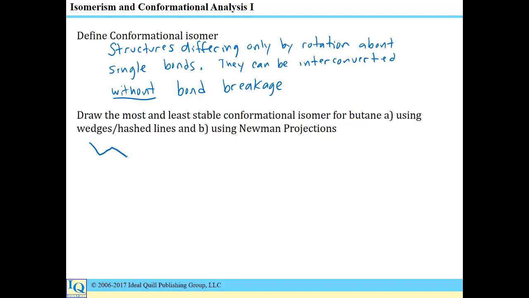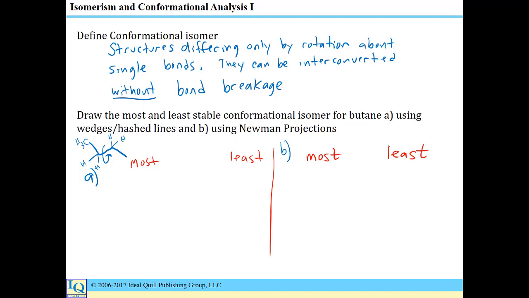It's a 4-carbon long chain, and we want to use wedges and hash lines or Newman projections to accomplish this. So we can set up a little table here, and if we start off thinking about, well, what would the most stable isomer be using wedges and hash lines? Well, we're going to be rotating around this bond, and we have 2 H's on this carbon and then the CH3. And the same thing on this other carbon, 2 H's and the CH3 at the end.